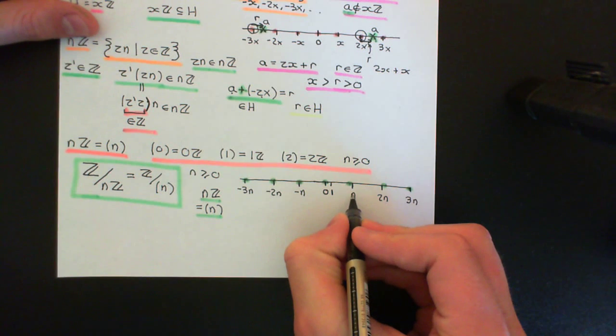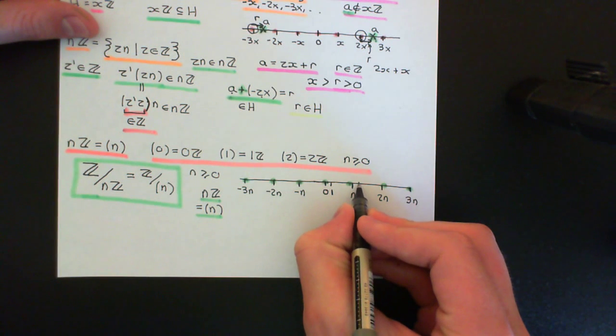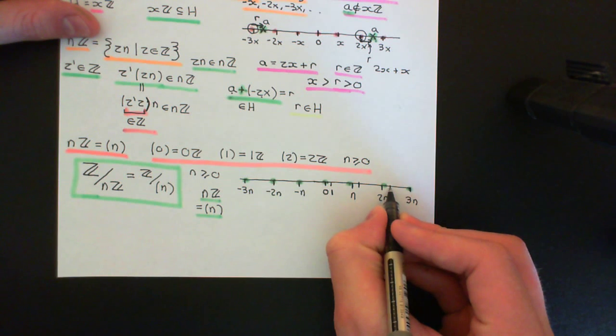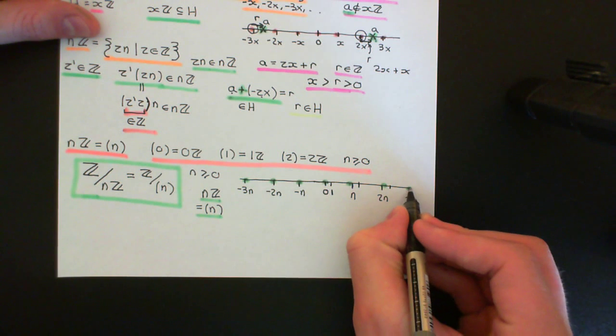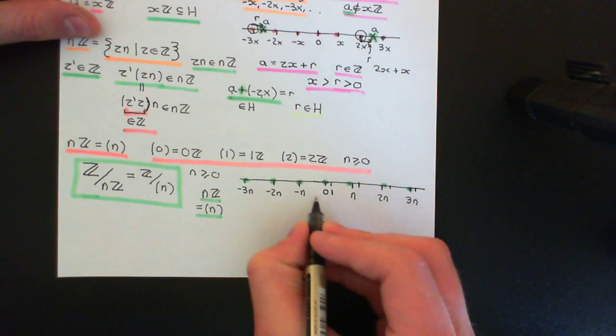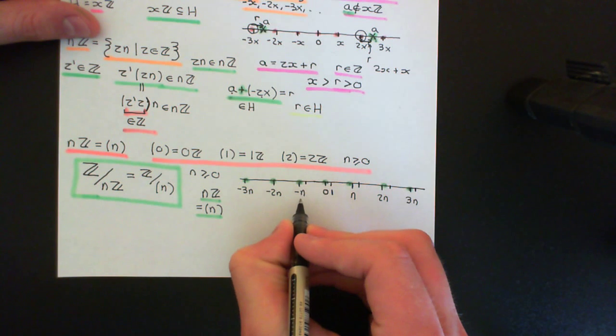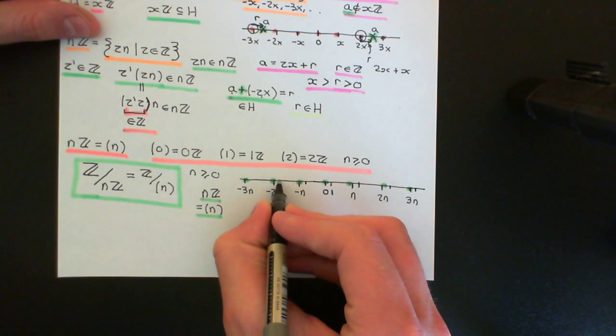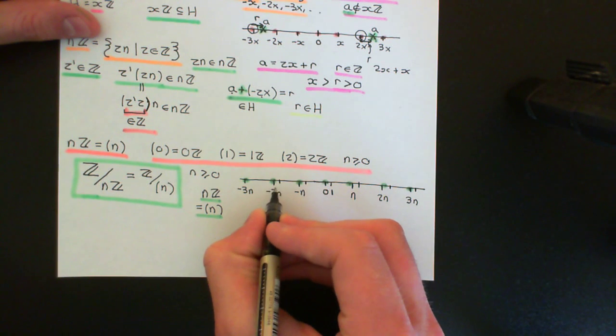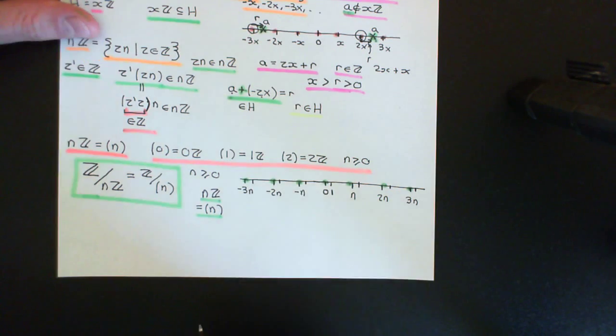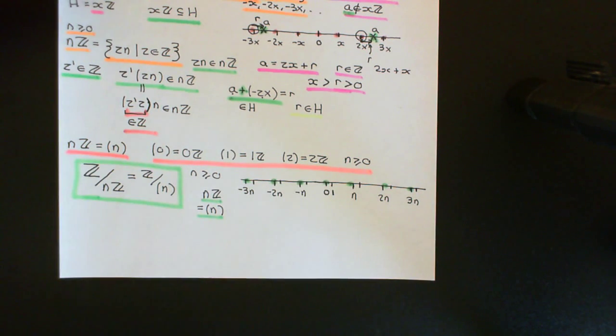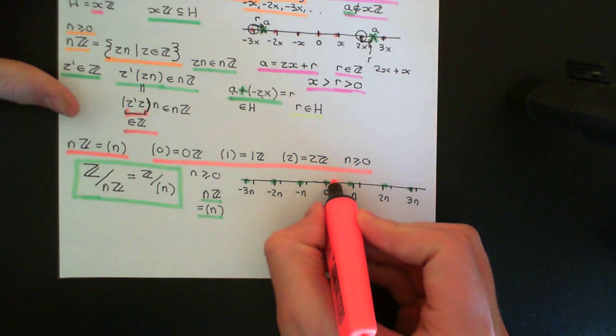So what you'll want to do is add 1 on to n here to get n plus 1, add 1 on to 2n here to get 2n plus 1, again for 3n plus 1, 1 onto negative n to get negative n plus 1, 1 onto negative 2n to get negative 2n plus 1, and 1 onto negative 3n to get negative 3n plus 1, and so on for the entire number line, for the entire integers.